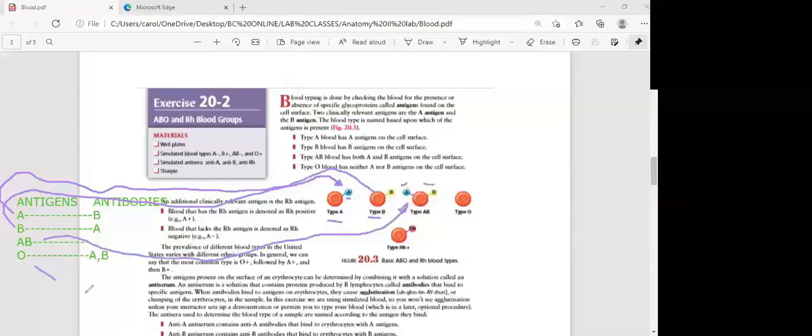And again, if you have O, then obviously you have nothing, right? As you can see, there is O because you have no antigens. This is one way we're going to group the red blood cells. So right here it says blood groups. Now, is this the only type of grouping that I can do with all my red blood cells?